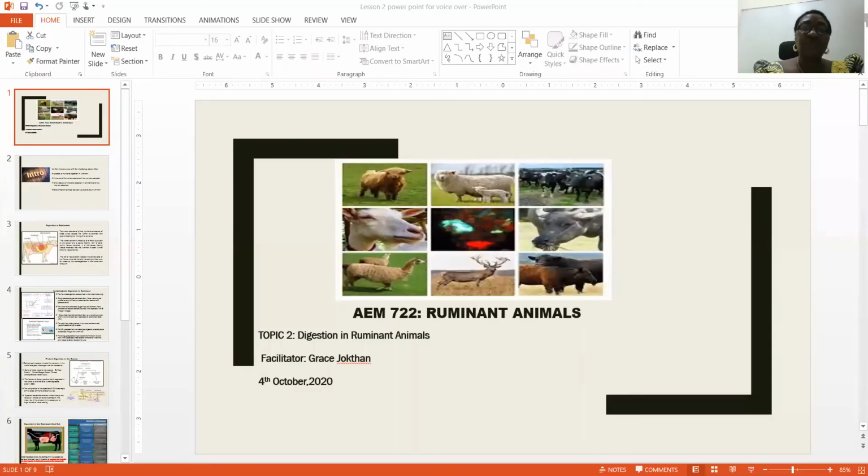You remember in the last class we talked about ruminant animals and defined what they are and the examples we gave on them. In this class, we will be talking more on the digestive system of the ruminant animals. And for this class, I want you to pay attention so that we can discuss together as we go through the process. The course is AEM 722 Ruminant Animals, and our topic, which is the second topic of the week, is digestion in ruminant animals.